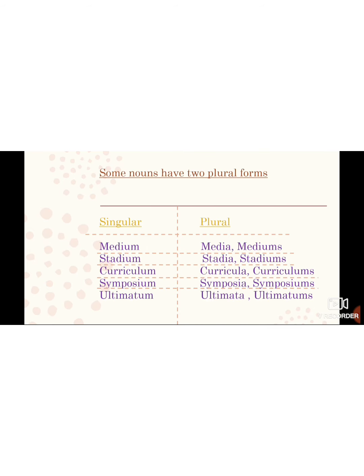Then some nouns have two plural forms. For example, medium: for the plural form, media and mediums. Stadium, stadia and stadiums. Curriculum, curricula and curriculums. Symposium, symposia and symposiums. Both spellings are correct. You can use any one of them. Ultimatum, ultimata and ultimatums.